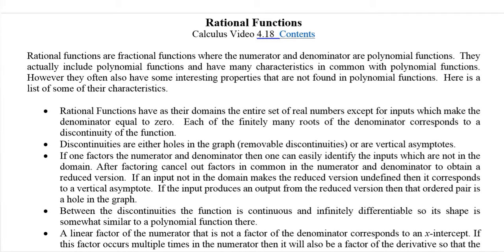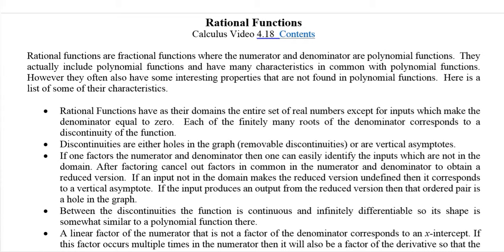This is Jack Jackson. We're going to continue our look at different classes of functions and some of their characteristics, and how we can use our knowledge of derivatives to help explain some of these characteristics and maybe derive a few new ones. In this video, we're going to be talking about rational functions.